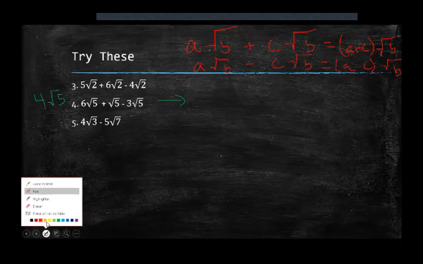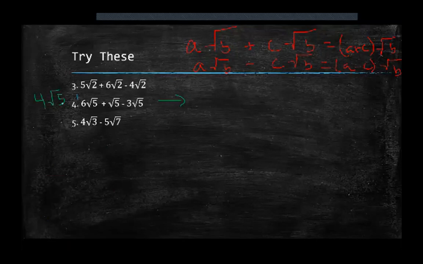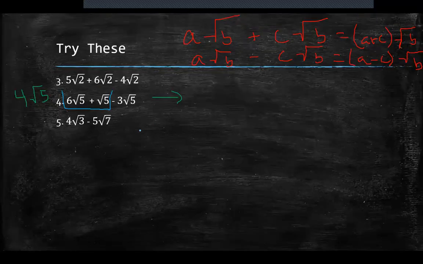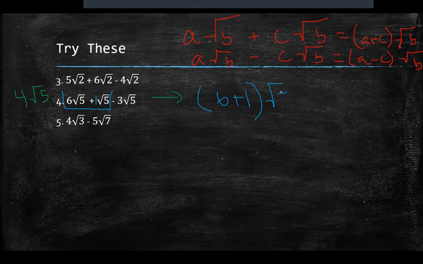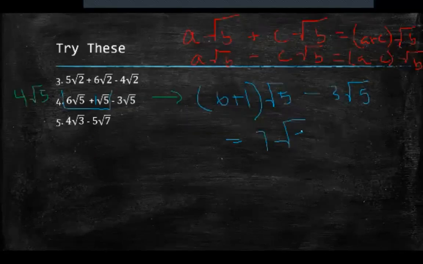Okay. If we're looking at these two first, you'll use this rule when we add them. So according to this rule, this would become 6 plus, the 1 is understood, so I'll put 1, and I take another root 5. Because 6 root 5 and root 5 have root 5 in common. So I take that out. That's what I remain with, 3 root 5. 6 plus 1 is 7 root 5 minus 3 root 5.